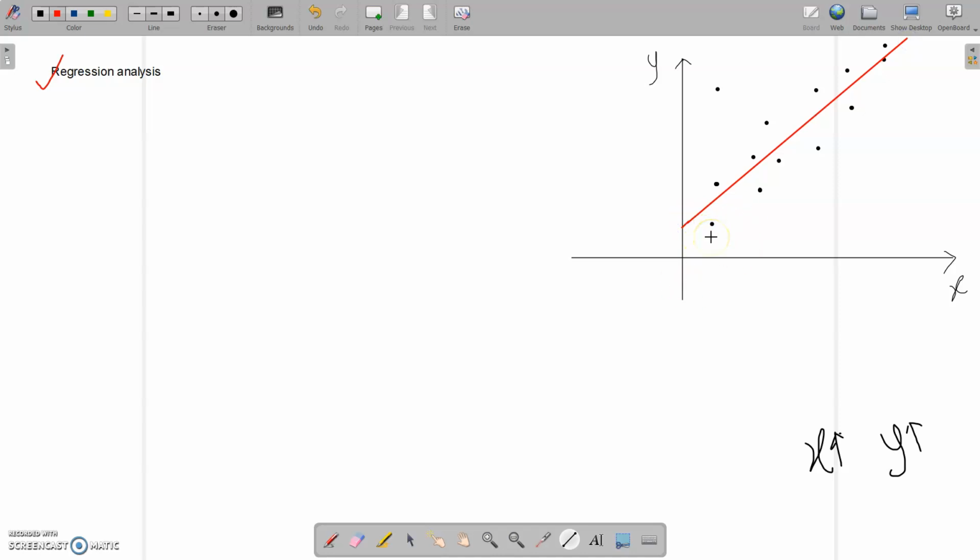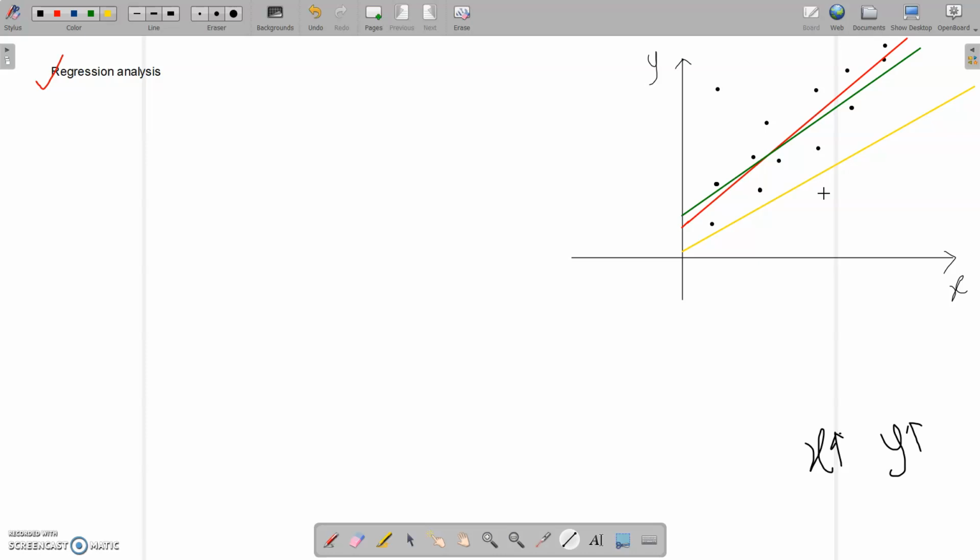Okay. So for example this is one line, but again there can be multiple lines that can be fit through these points. So say for example this is another line. We can also fit a line like this. We can also fit a line like this. So this is another line. So the question is, which one is the most accurate one? Which one actually best fits the data?